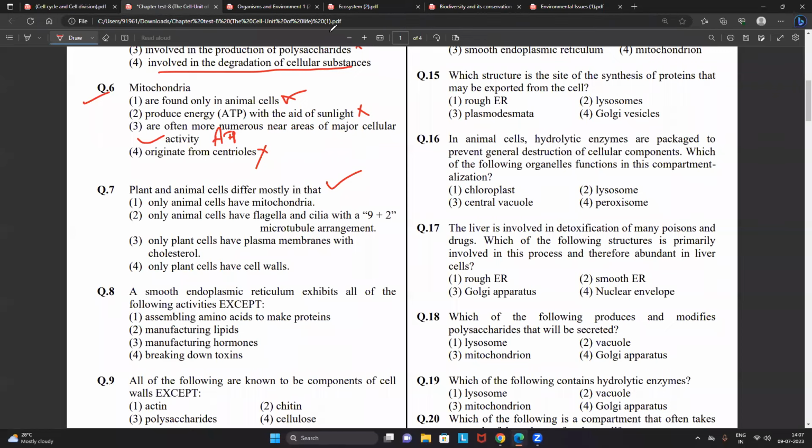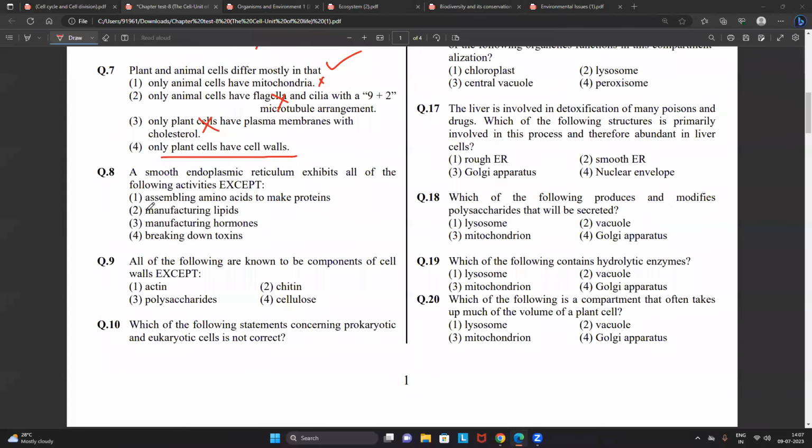You people keep on giving the answers, I will keep on explaining to all of you. Only animal cells have mitochondria. That is wrong. Only animal cells have flagella. That is also wrong, because flagella are present in the plant cells also. Only plant cells have plasma membrane with cholesterol. That is also wrong. So the only distinguishing character is what? Only the plant cells have cell walls, which are not present in the animal cells.